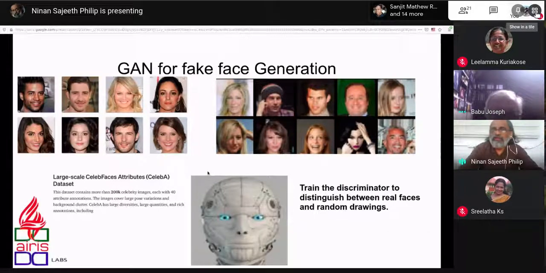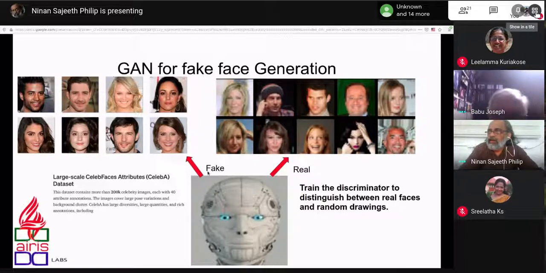So that is what we do. Train the discriminator to distinguish between real faces and random drawings. Real faces we have in the database, and the random faces could just be drawings here and there. And once the training is over, the discriminator is clearly able to say which of them is real and which is fake. That is the first step.